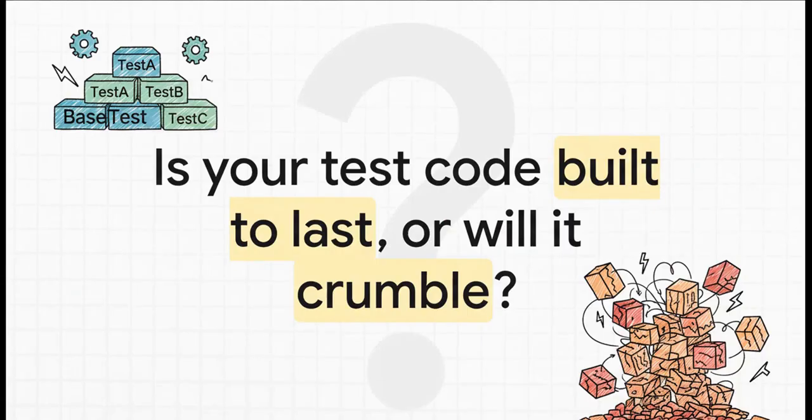So let me ask you something, and be honest. Have you ever inherited a test suite that was so tangled up, so fragile, that you were literally afraid to even touch it? You know, that project where you make one tiny change over here and a whole bunch of stuff breaks way over there. Yeah, if that sounds familiar, you are definitely not alone. The big question is, how do we stop building these houses of cards?